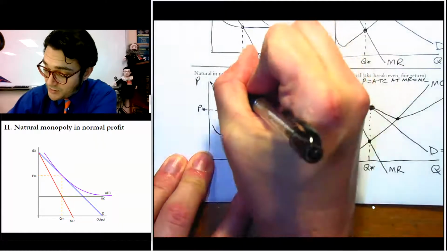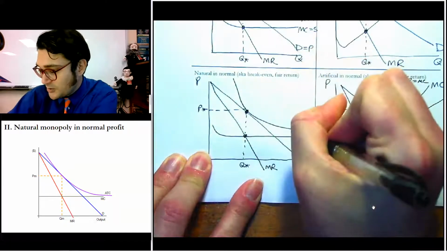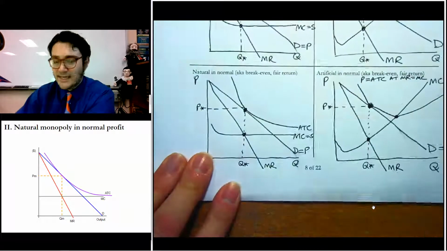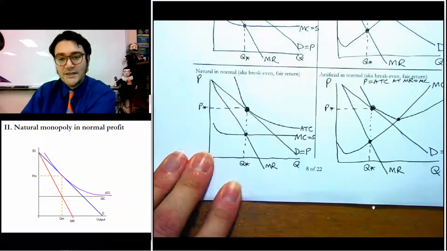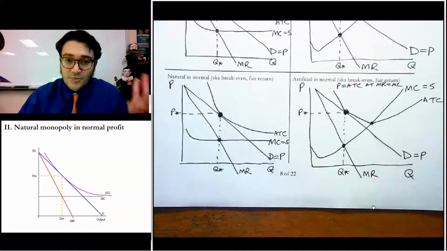And then to do this one, the ATC is going to come down, just touch, and then come over and do one of those, just like that. And again, you can make your dot nice and big, and that way everybody knows, oh yeah, those lines are supposed to be crossing there. And again, there's no rectangle because we're breaking even.